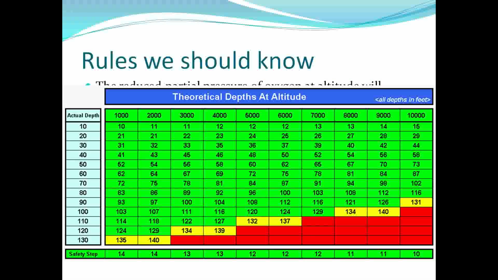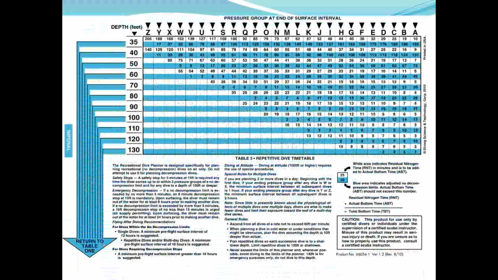The next part is to think about our theoretical depth. We are wanting to dive to 60 feet at an altitude of 6,000 feet, so we should plan our dive as though we're actually going to be going to 75 feet. So using these 2 bits of information, we're in pressure group L at the start of the dive, and we are diving to a theoretical depth of 75 feet. What would our NDL be, our adjusted no decompression limit?